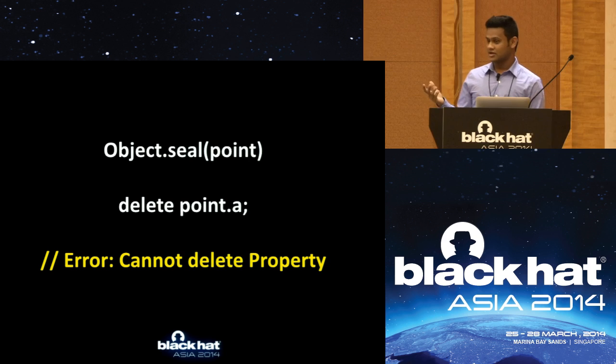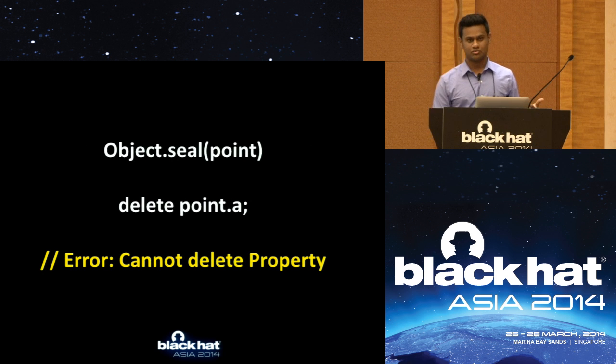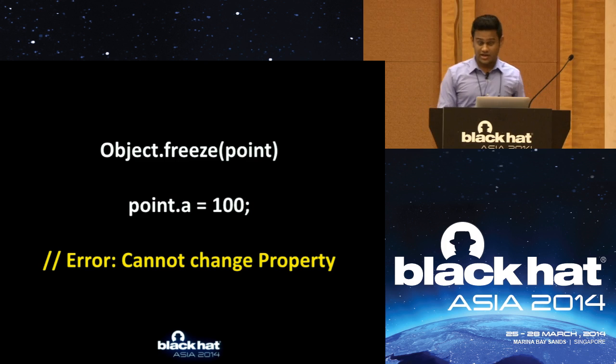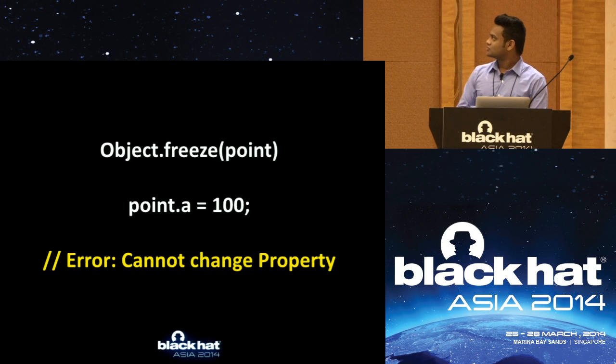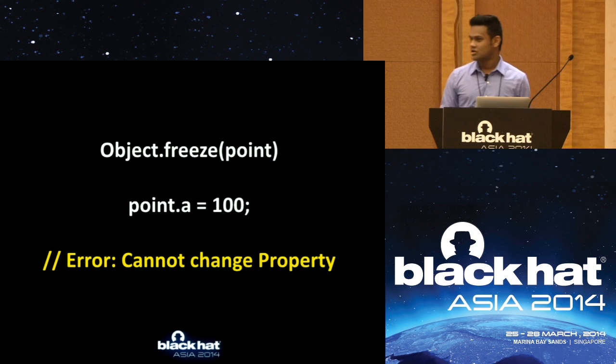Object.seal does whatever Object.preventExtensions would do. In addition, you cannot delete anything. So for example, if you have point.a already defined, you cannot go and say delete point.a, which wouldn't allow you to do it. And Object.freeze is the last one of the ECMAScript 5 properties that we're going to see today. Object.freeze does everything Object.seal does. In addition, it makes sure that you cannot change the value of the existing properties, right? So if you have point.a set to 500, you cannot allow someone else to change the value.